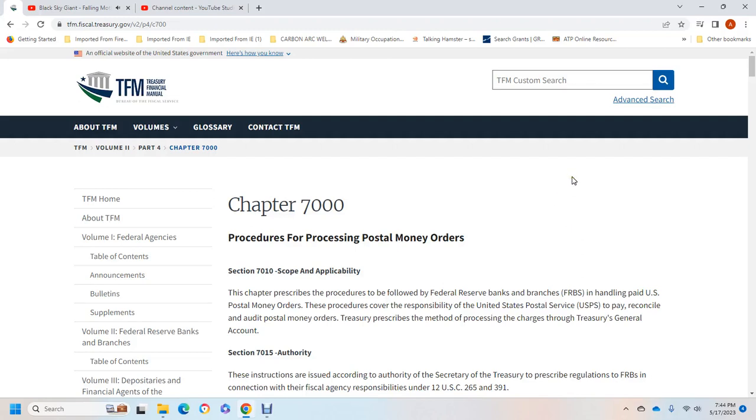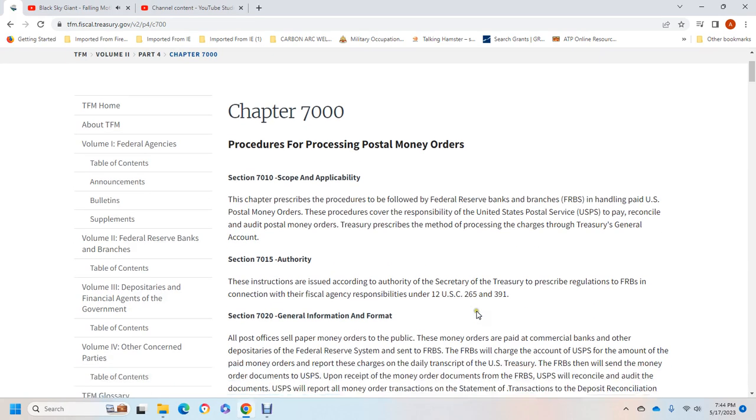Alright, Treasury Financial Manual, Volume 2, Part 4, Chapter 7000, the process of handling postal money orders. Section 7010, scope of the chapter. This chapter prescribes the procedures for the Federal Reserve Bank branches for handling paid U.S. postal money orders, and the responsibility to the United States in the reconciliation and audit of postal money orders. Treasury prescribes the method of processing the charge through the Treasury General Account.